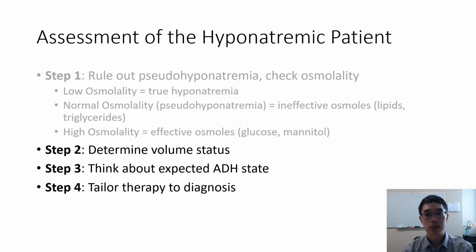By determining volume status, this can help us think about the current ADH state of the patient and the associated differential diagnosis based upon the volume and ADH state. Afterwards, we can tailor their therapy to the underlying diagnosis. In this presentation, we will assume that we are dealing with a true hyponatremia or hypoosmolar hyponatremia.